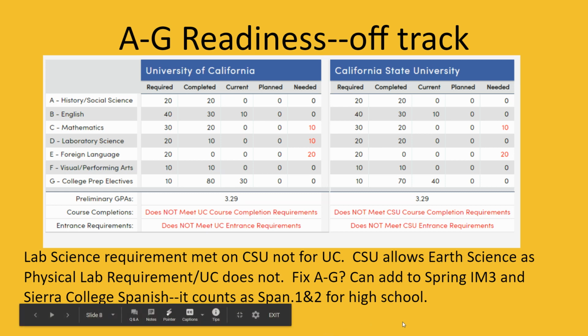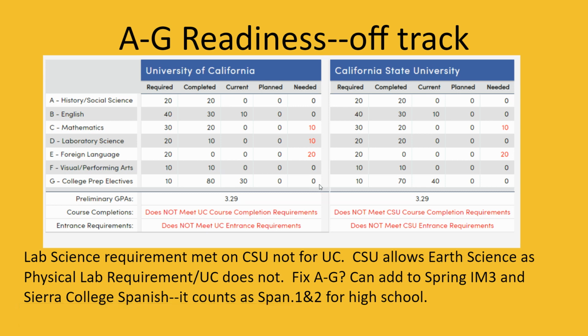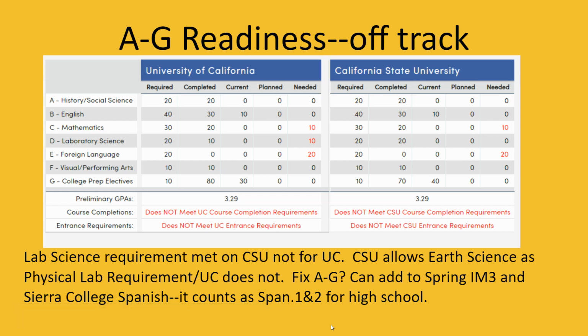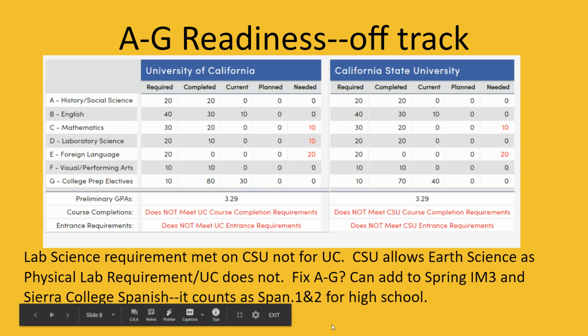So if you look at something like this and you've got some red in the needed column for any of these, you need to talk to your counselor if you plan on applying to a four-year college this fall. If you're planning to go to community college, you are good to go, because you just need to meet those high school graduation requirements that Mr. Ward just discussed.